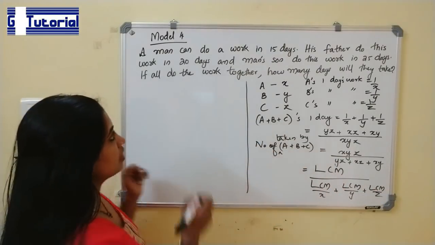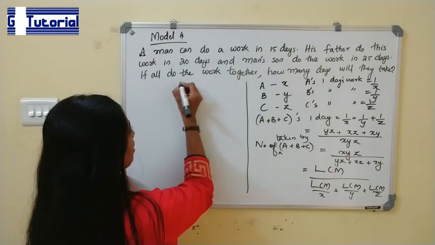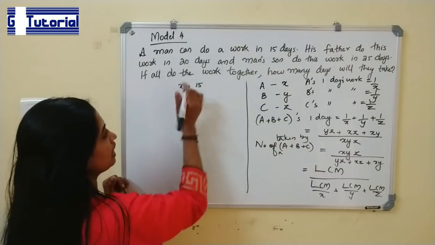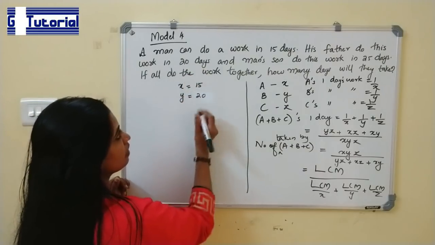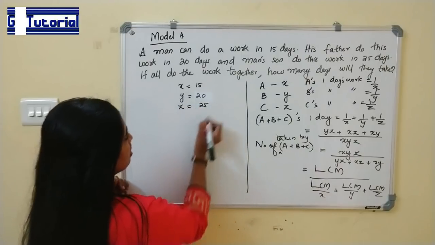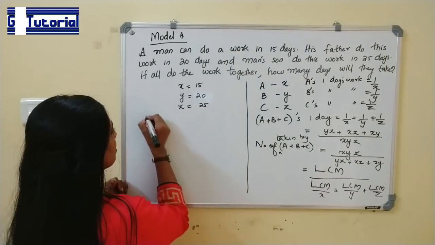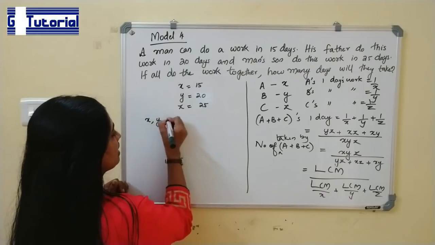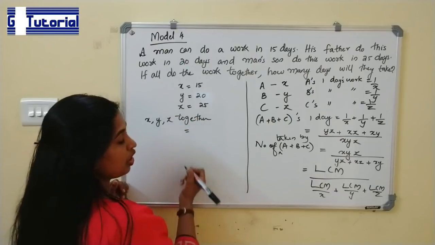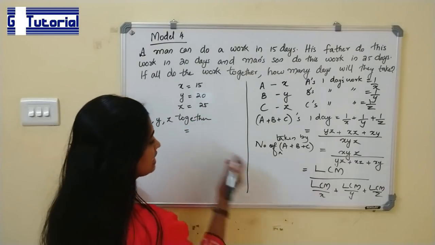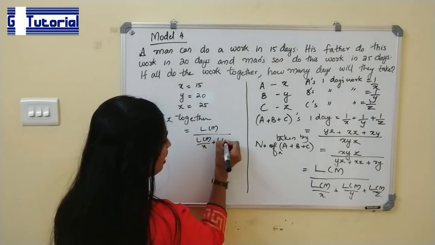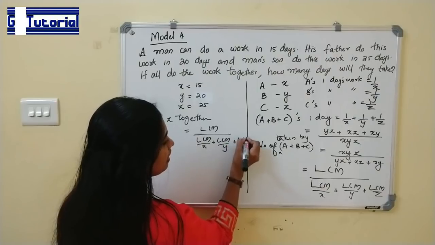So here, a man can do a piece of work in 15 days. So X is 15. Next, his father does that in 20 days. So Y is 20. And the man's son does this work in 25 days. So Z is 25. Our question is, X, Y and Z together do the work in how many days? So what is LCM by X plus LCM by Y plus LCM by Z.